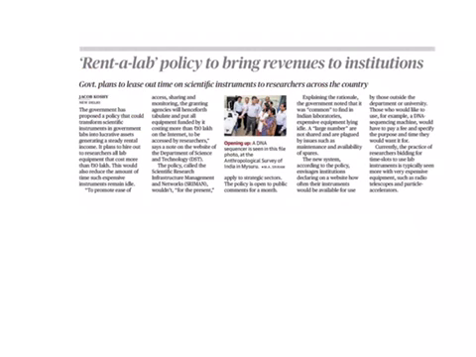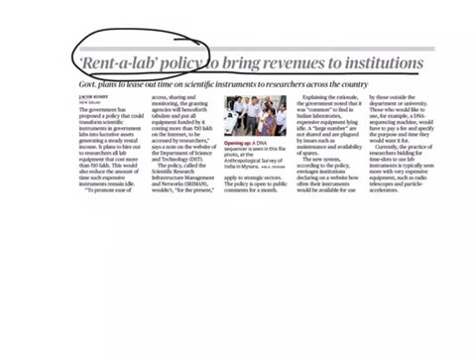Second article is rent a lab policy to bring revenues to institutions. In this, we have to see what is this rent a lab policy.